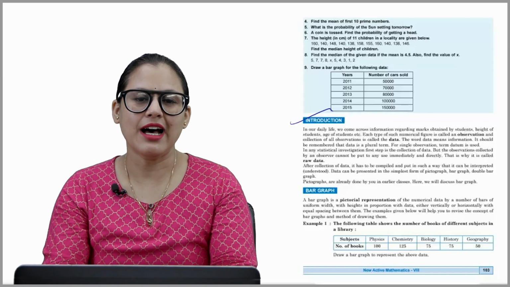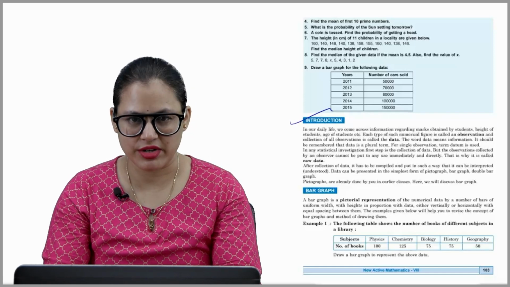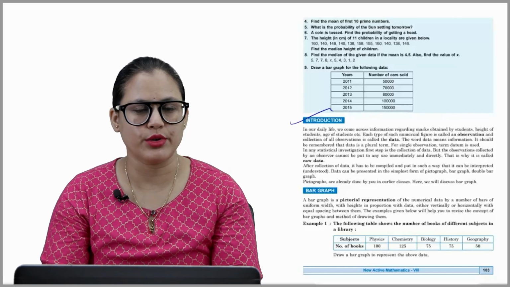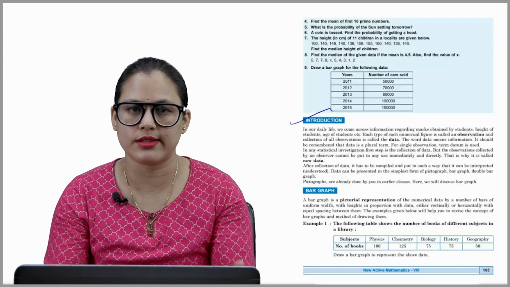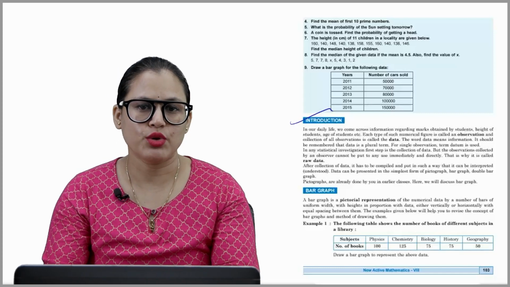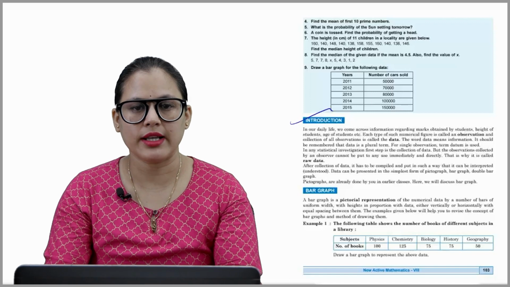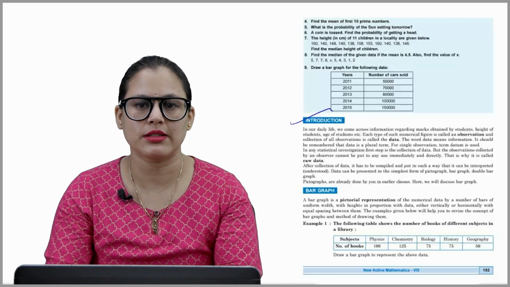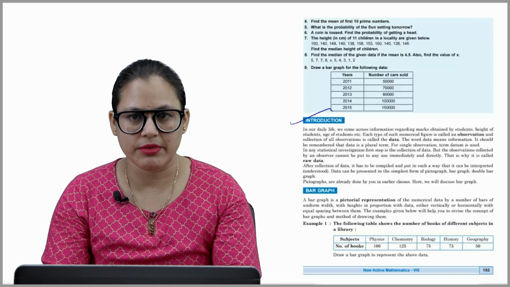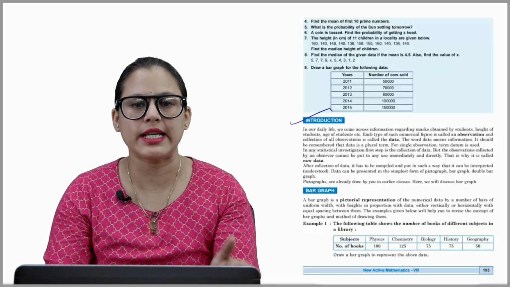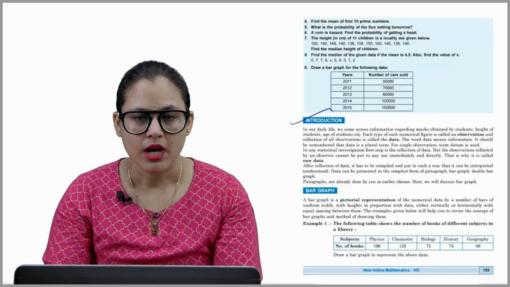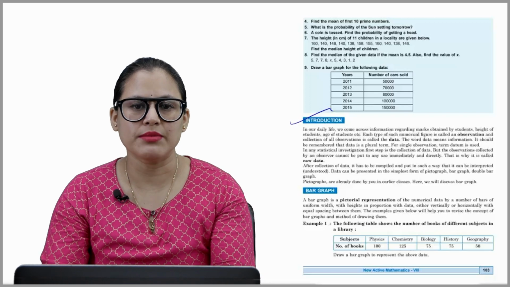Introduction. In our daily life, we come across information regarding marks obtained by students, height of students, age of students, etc. Each type of such numerical figure is called an observation, and collection of all observations is called the data. The word data means information. It should be remembered that data is a plural term. For a single observation, the term datum is used.